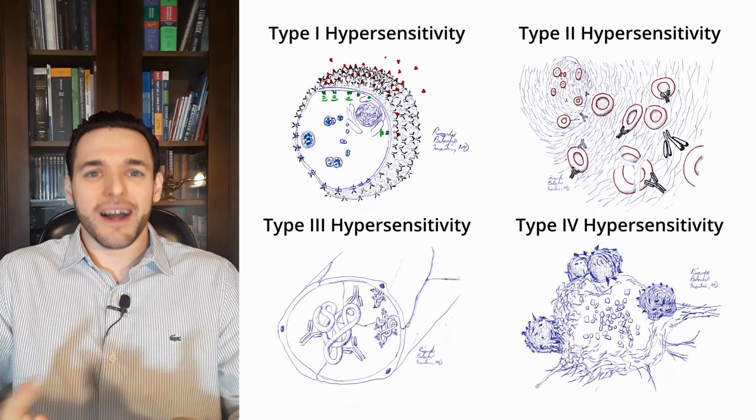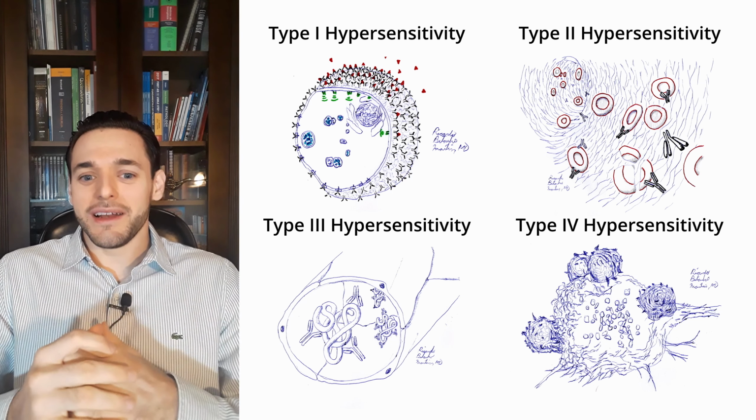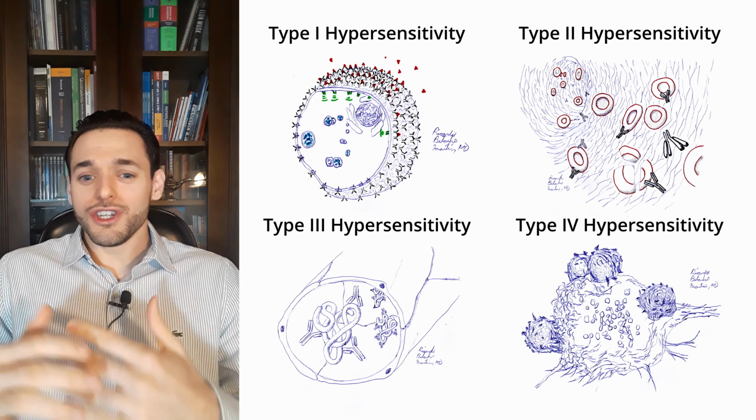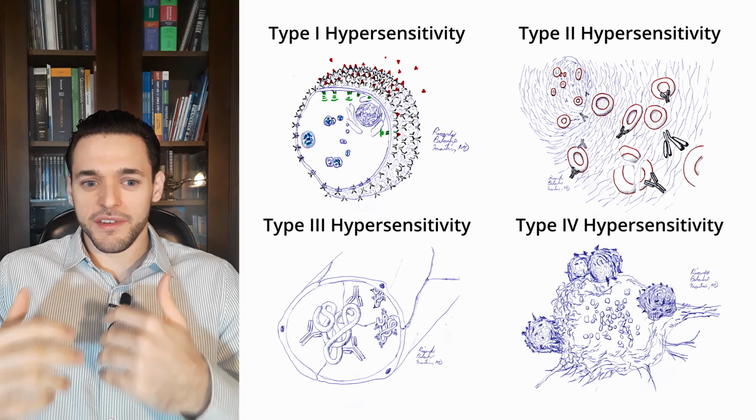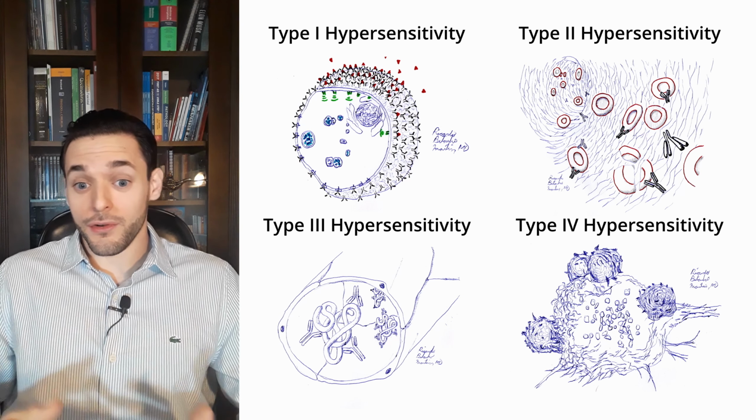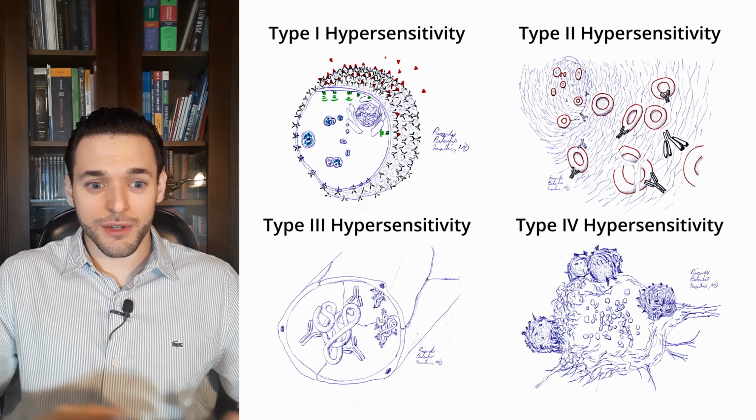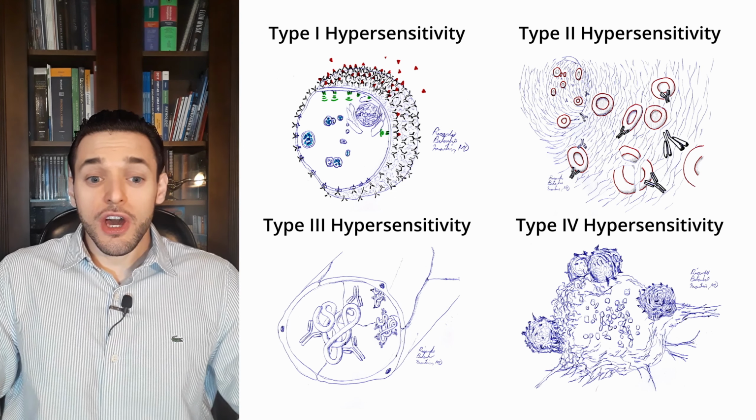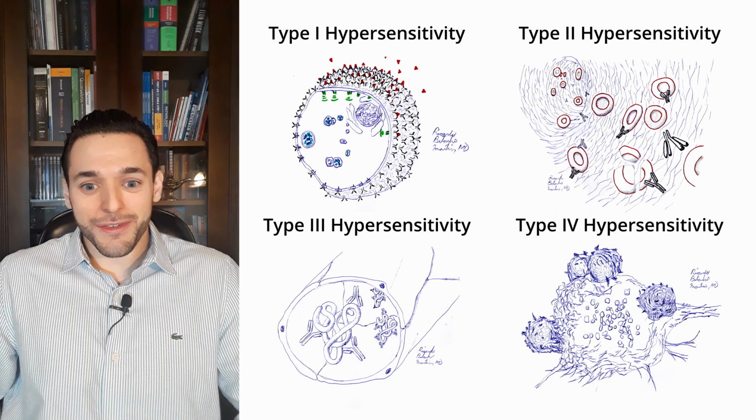Now, for the other half. You will most likely be asked to recognize which type or types of hypersensitivity are involved in each autoimmune disease, as well as in pathological processes such as allergy and transplant rejection. You probably already know most of them.